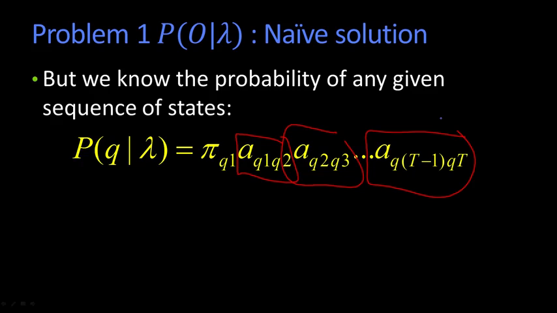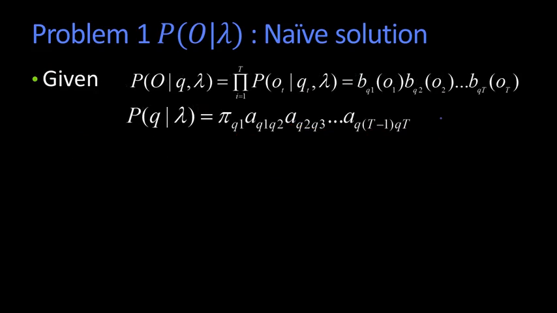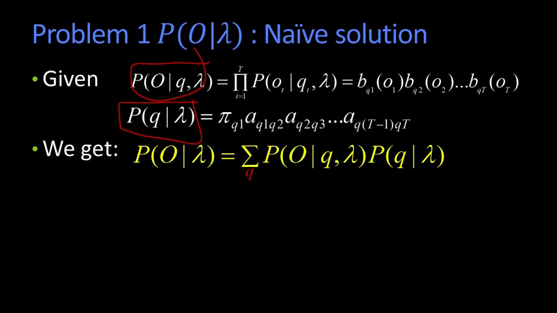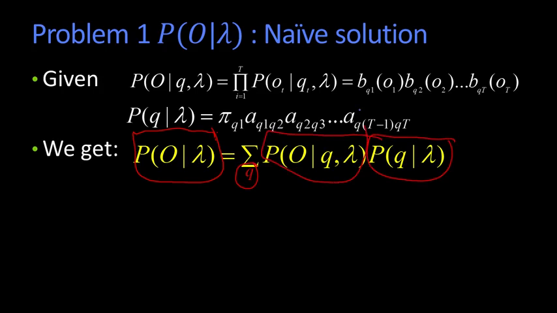Well, you say, in that case, I can do the following. Given that I can compute the probability of an observation sequence given a state sequence, and given that I can compute the probability of any given state sequence, well then obviously we can compute the probability of getting that output sequence by just summing over all the different state sequences, right? Taking the probability of the state sequence times the probability of the observation given the state sequence, summed, as I said, over all the state sequences. Okay? You could just do that.